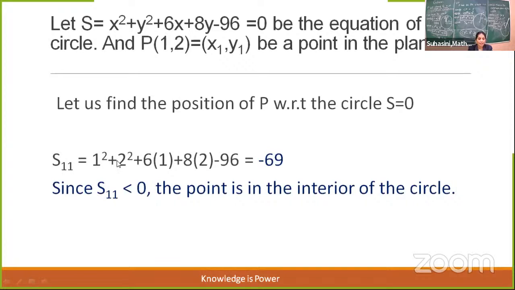So it is 1 square plus 2 square plus 6 into 1 plus 8 into 2, and the constant remains the same, minus 96. On simplification of which, it is minus 69. So S11 is less than 0. S11 is less than 0 in the sense the point lies in the interior plane of the circle. Is this clear, children?